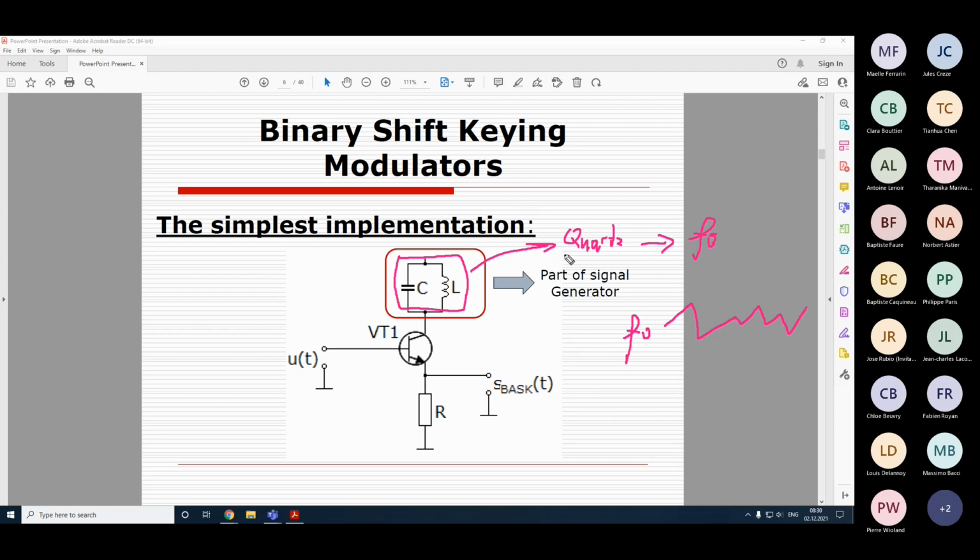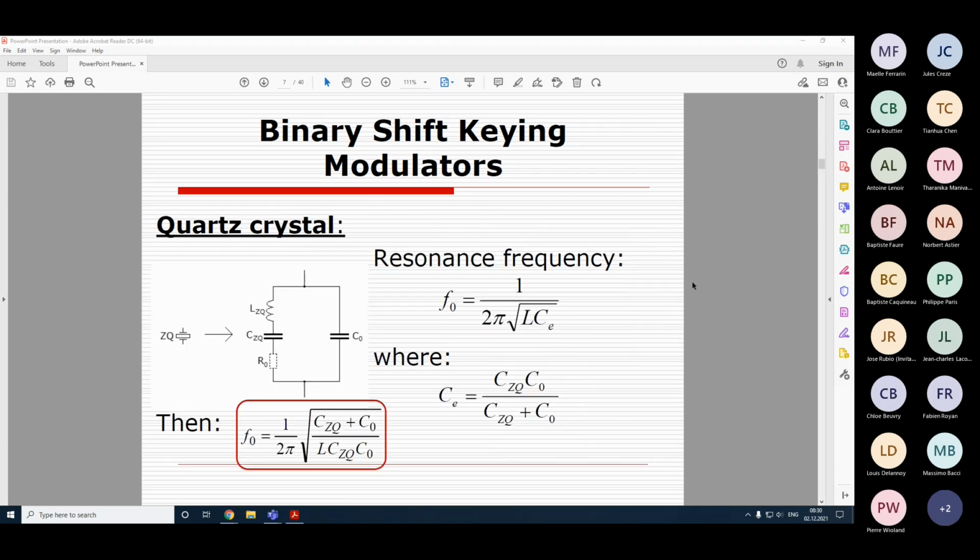And stability for the quartz is much higher. Quartz can essentially also be described as a model. Yes, so this is not really what is inside the quartz, because quartz is a piece of crystal, and basically it has a piezoelectric effect. When we apply some voltage, it changes its shape, and accordingly, if its shape changes, it tries to maintain the same charge on its surface.